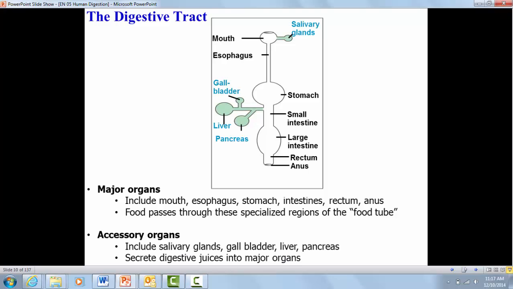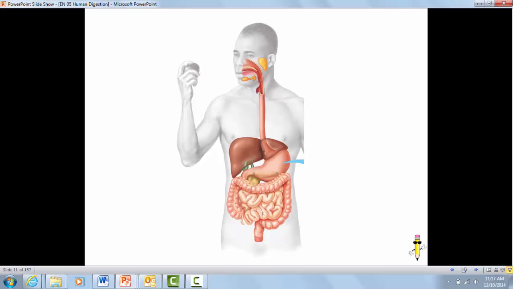The accessory organs, including the salivary glands, the gallbladder, liver, and pancreas, these secrete digestive juices that are used in the major organs to break down food chemically. This is a picture that you have probably typically seen that shows the digestive system. Make sure that you get this in the notes so that you can reference it in class.